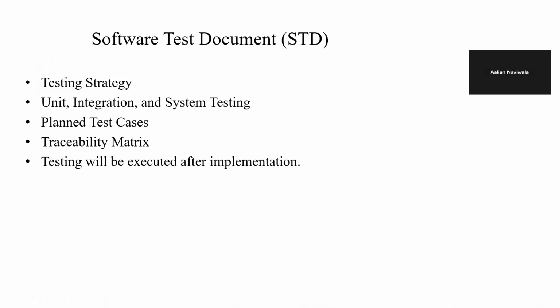The software test document outlines the strategy that will be used to verify the functionality and quality of the application. The testing plan includes unit testing, integration testing, and system testing. Planned test cases cover features such as user registration, login, PDF uploads, document management, and AI question answering. Since implementation is still in progress, these tests have not yet been executed.